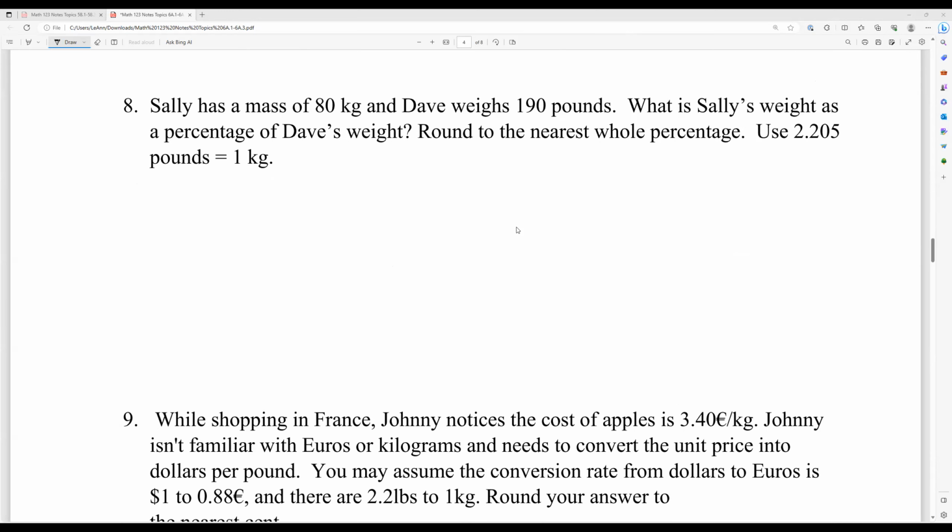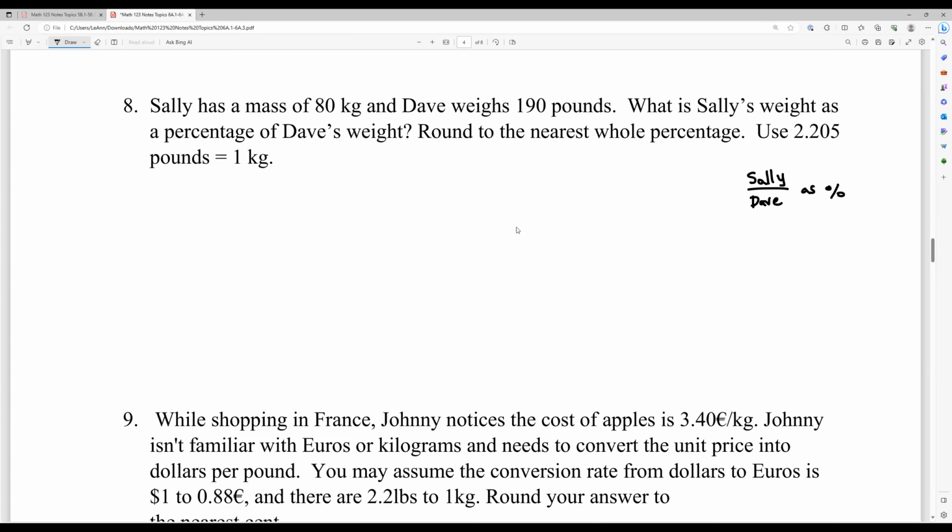So notice we're wanting to put Sally's weight as a percentage. So what portion out of Dave's weight is it? So Sally's weight divided by Dave's weight as a percent. That's the goal. The problem is that they're in different measurements right now. So we either want to convert Sally's kilograms to pounds or we want to convert Dave's pounds to kilograms. We need to go one of the two ways so that they'll both be in the same units of measurement.